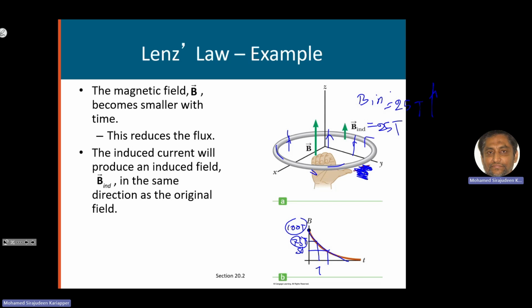Right. If I change the problem, let me say the applied original field is down. The original external field is down, and I increase the field. I make it 100 to 125. What direction will the current flow?